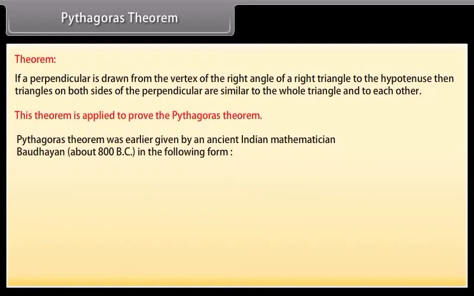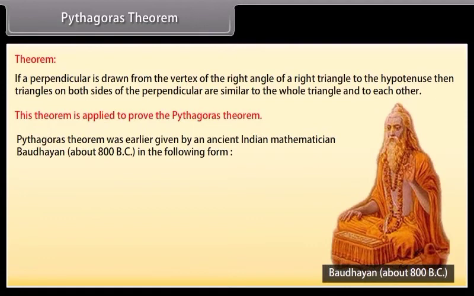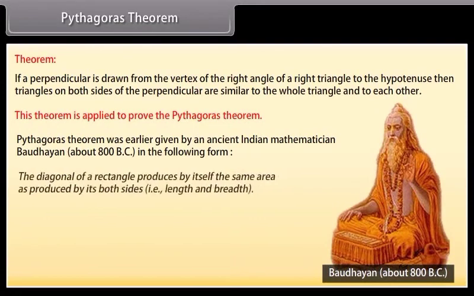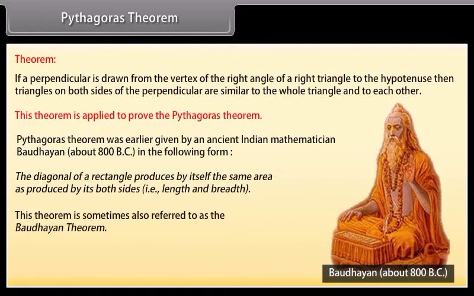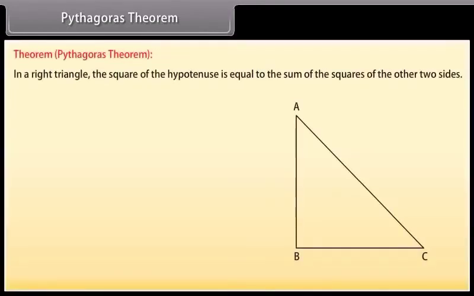Pythagoras theorem was earlier given by an ancient Indian mathematician, Baudhayana, about 800 BC in the following form. The diagonal of a rectangle produces by itself the same area as produced by its both sides, that is, length and breadth. This theorem is sometimes also referred to as the Baudhayana theorem. In a right triangle, the square of the hypotenuse is equal to the sum of the squares of the other two sides. Let us prove this theorem.